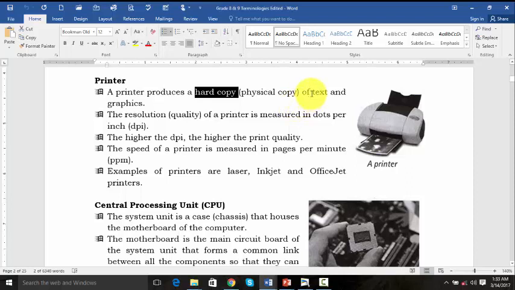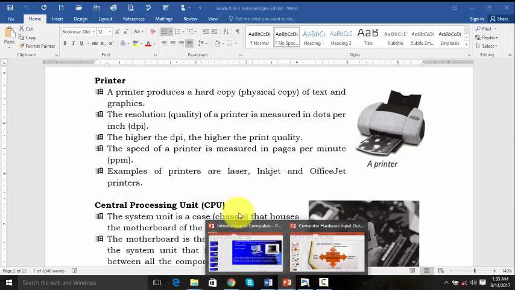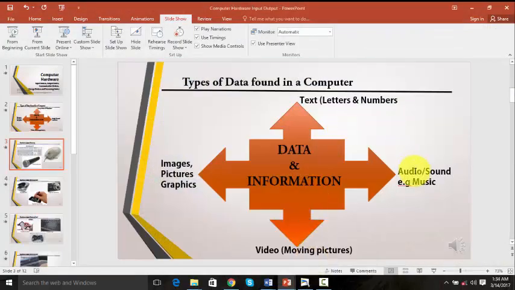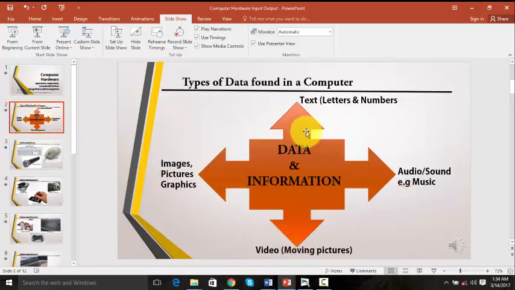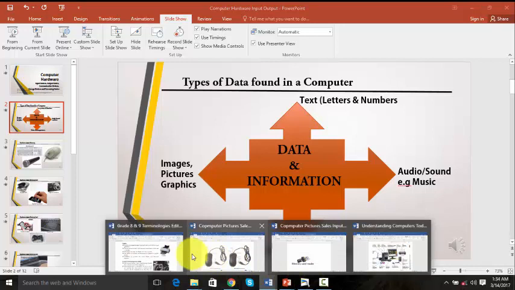So in our printers, we will be able to print text. This is the type of data we discussed, that is numbers and letters. And we will also be able to print out graphics. We cannot print out audio, we cannot print out video, but there are only two types of data which can be printed using a printer. We can print images and also text. So data like audio and video cannot be printed using the printer.